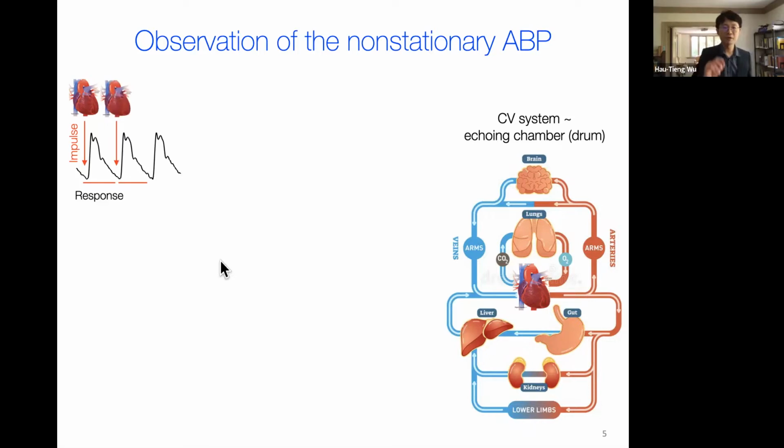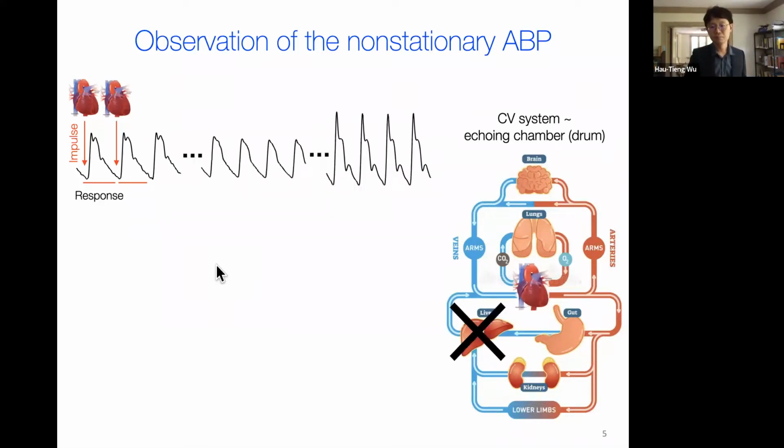And you have the heartbeat, and the heartbeat repeats and repeats. At some moment you see the heart is beating, and at some moment the liver is removed, and you get different responses. So you can view our arterial blood pressure signal as a sequence of responses to a sequence of impulses generated by the heart pumping blood into the system.